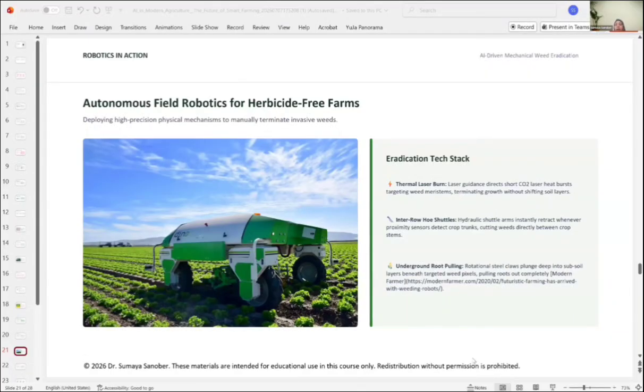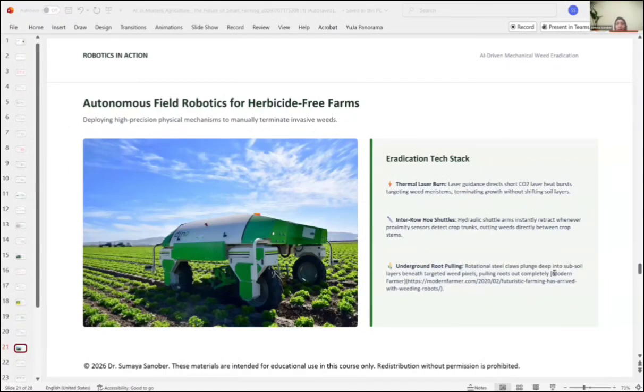So either they are spraying or they might be using a robot hand to remove that particular plant from the soil. The biggest advantage over here is precision. So instead of treating the whole field in exactly the same way, the robot targets only the unwanted plant, and this reduces chemical use, lowers the cost, protects nearby crops, and minimizes the environmental impact. If you see on the screen, you see a robot that is doing the job.